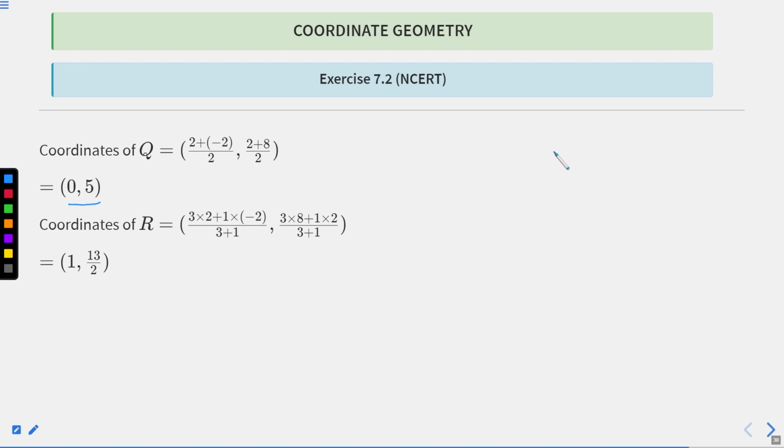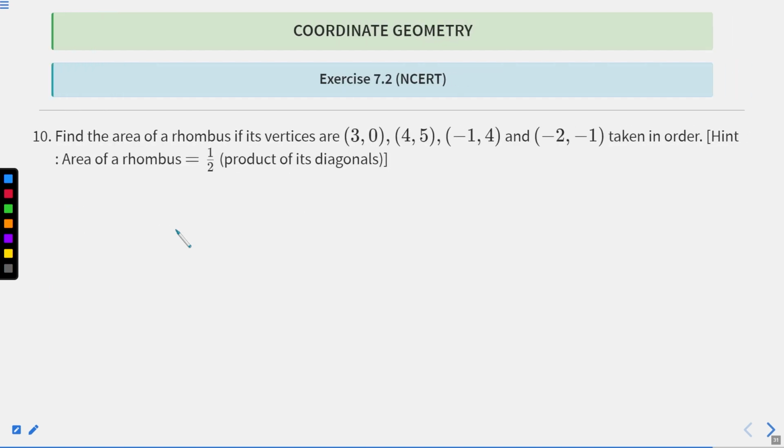Now the coordinates of R. For finding the coordinates of R, we will use the section formula. The point R divides the line segment in the ratio 3:1. So the coordinates of R are (3 into 2 plus 1 into minus 2) divided by (3 plus 1) comma (3 into 8 plus 1 into 2) divided by (3 plus 1), and this is equal to 1 comma 13 by 2. Therefore the coordinates of Q are 0 comma 5 and the coordinates of R are 1 comma 13 by 2.